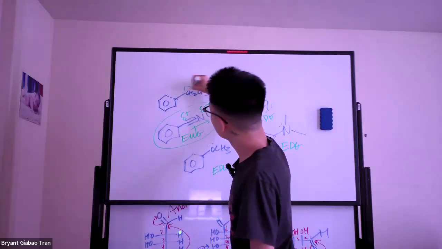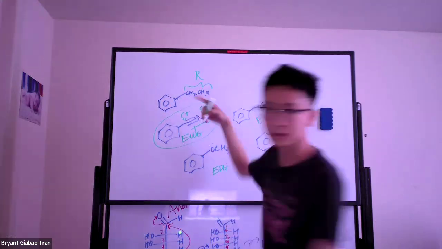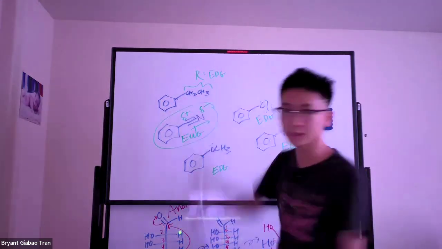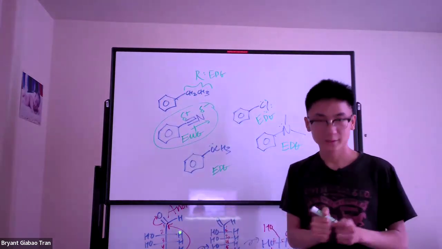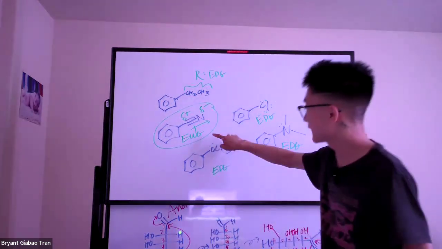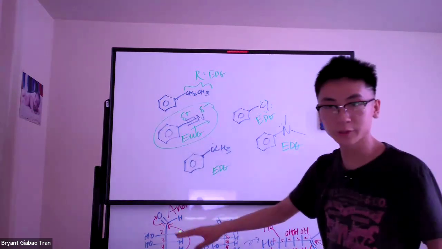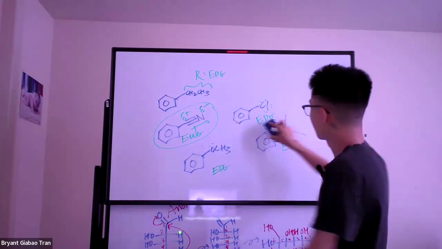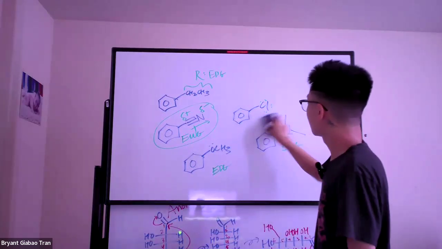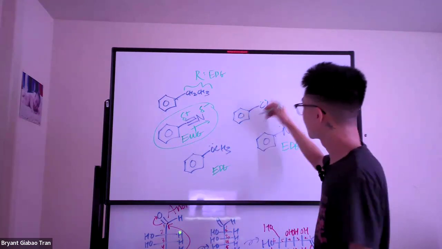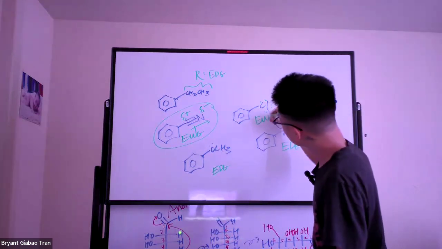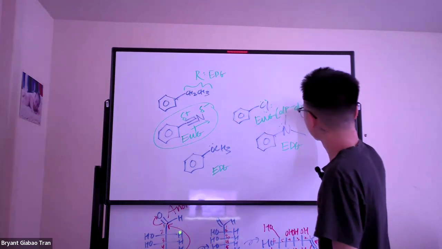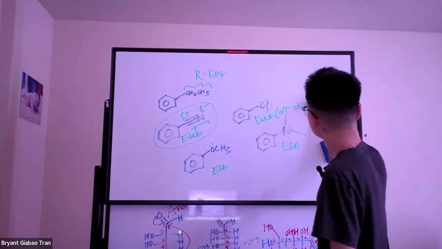This is just an R group with nothing on it, and all R groups are EDGs inductively. So that's the answer right there. Everything else are ortho-para directors. This is a meta director, right? Well, the halogen is an exception, because halogen is actually an EWG inductively, but it's still an ortho-para director. So that's the exception, right?